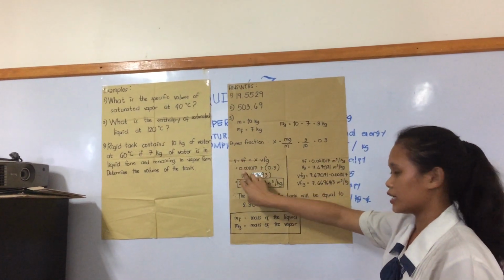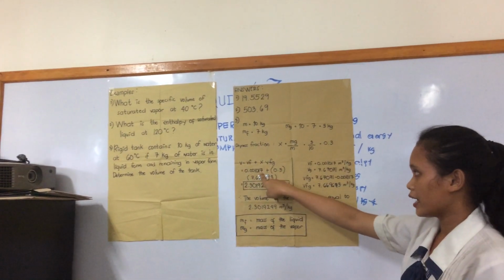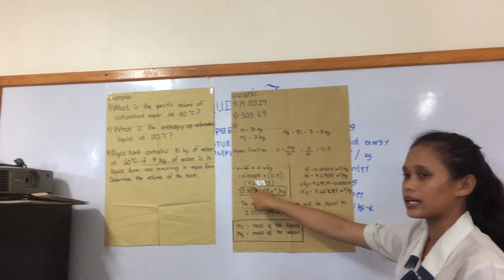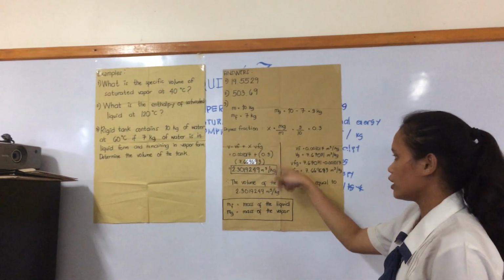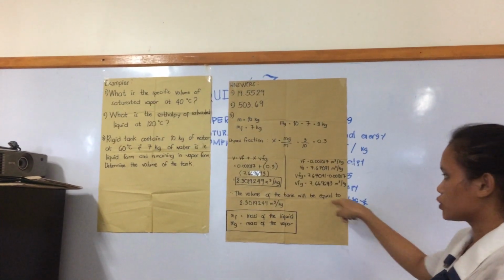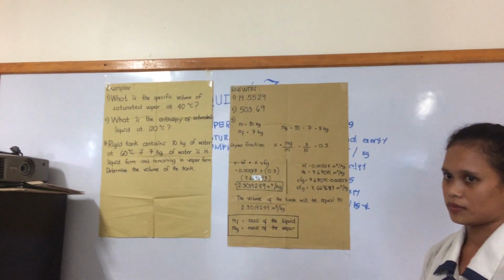So we substitute: VF plus X, which is 0.3, times VFG. Then we calculate, and the volume of the tank will be equal to 2.30192493.